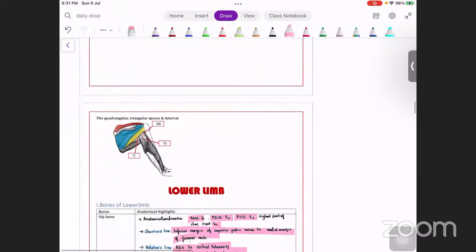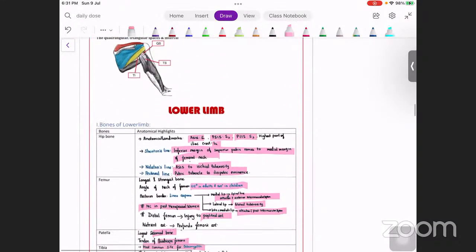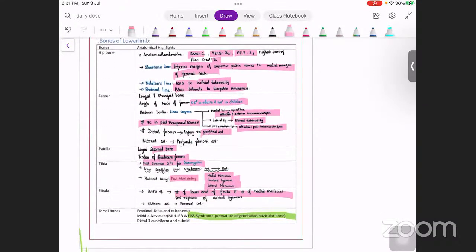Okay. And then you have a break, and then you have the lower limb. The anatomical location or vertebral level of the anterior superior iliac spine is S1, posterior superior iliac spine is S2, iliac crest is L4. Shenton's line is superior pubic ramus to the medial margin of the femoral neck. Nelaton's line is anterior superior iliac spine to ischial tuberosity. Pectineal line is pubic tubercle to iliopubic eminence.